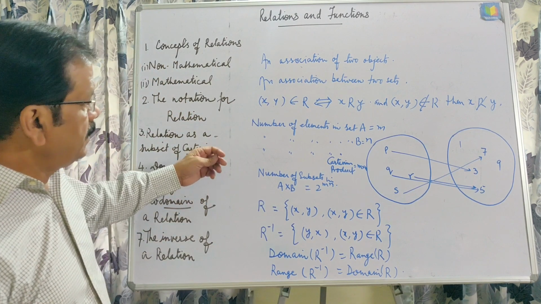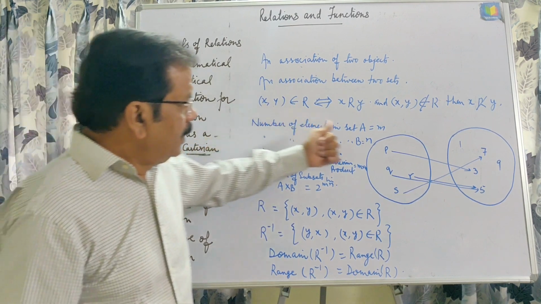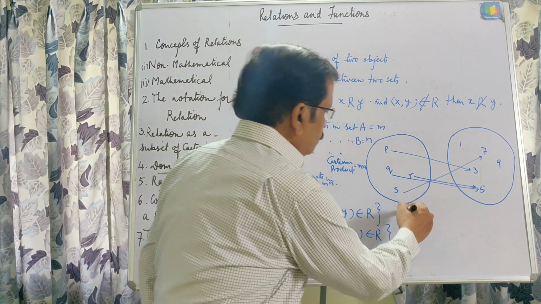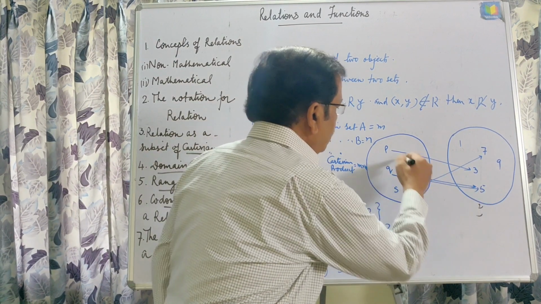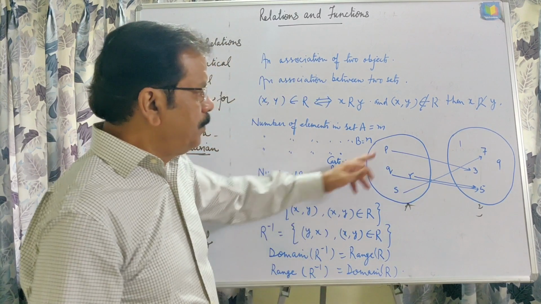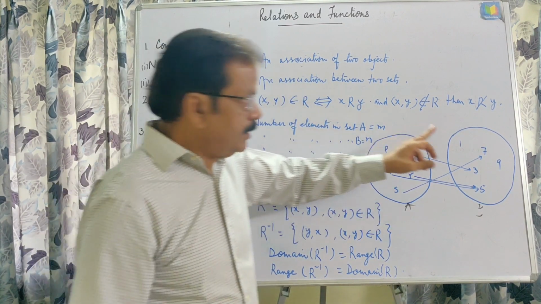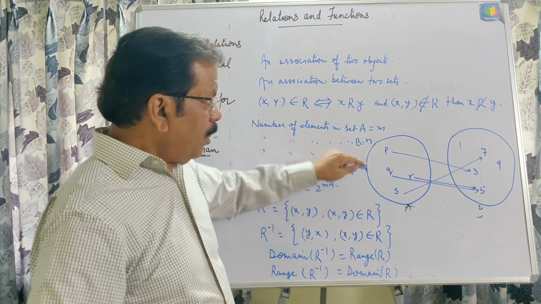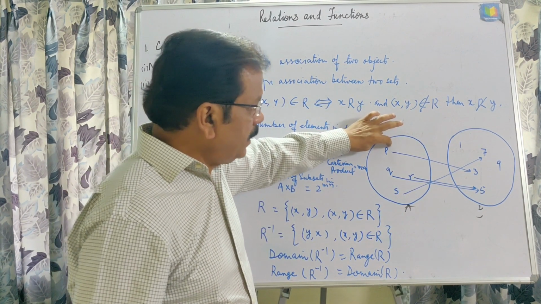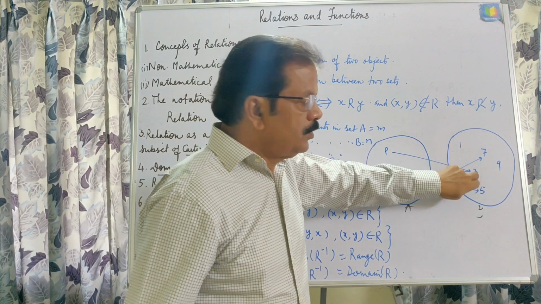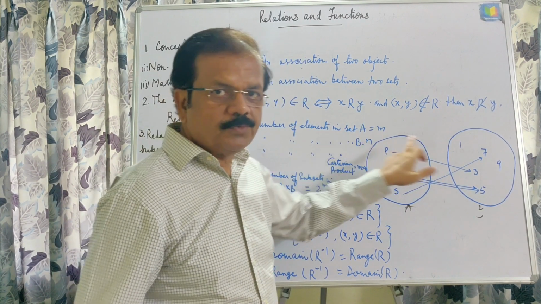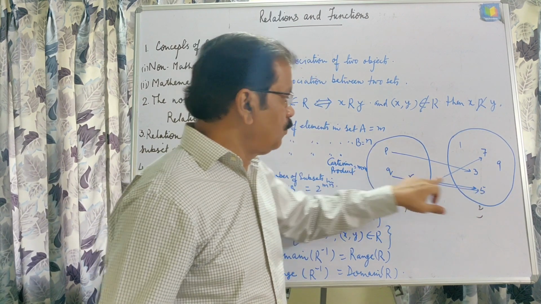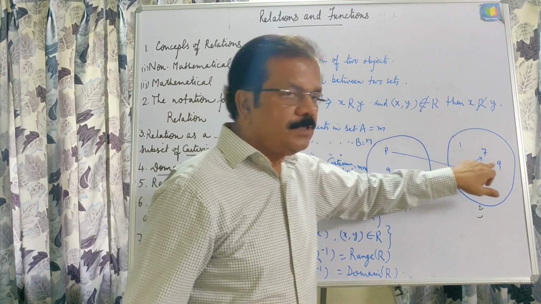We can understand this with an example. Let this be set A and this be set B. These two sets are given, and set A contains the elements P, Q, R, S, and set B contains 1, 3, 5, 7, 9. Now we can say P is related to 3, R to 5, Q to 5, and S to 7.